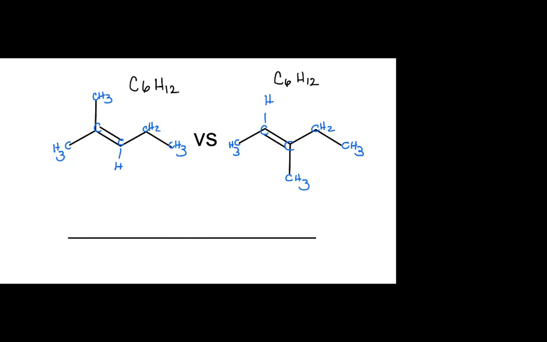The molecule on the left is 2-methyl-2-pentene. When I look at the molecule on the right, this is 3-methyl-2-pentene. We have 2 molecules, same chemical formula, different names, so that means different attachment of atoms. What is the relationship between these 2 molecules?